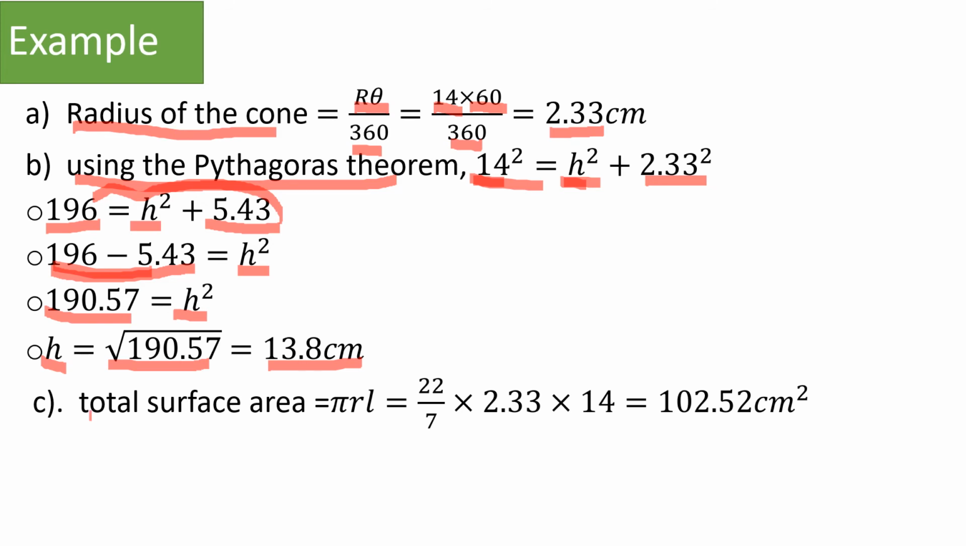Now we move on to the total surface area of the cone, which is given by the formula pi RL. So the pi is 22/7. The R is the one we obtained there, which is 2.33. Then L is the radius of the sector, which is the same as the slant height of the cone, 14. So we multiply 22 times 2.33 times 14 over 7. We get 102.52 square centimeters.